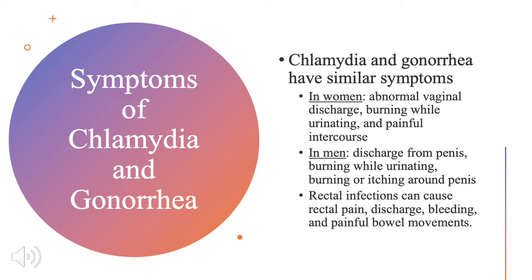Next, we will identify the symptoms of chlamydia and gonorrhea. Chlamydia and gonorrhea have similar symptoms. In women, they can present as abnormal vaginal discharge, which can vary in color from white to green to yellow, and there can be a foul odor. There can also be burning while urinating and painful intercourse.